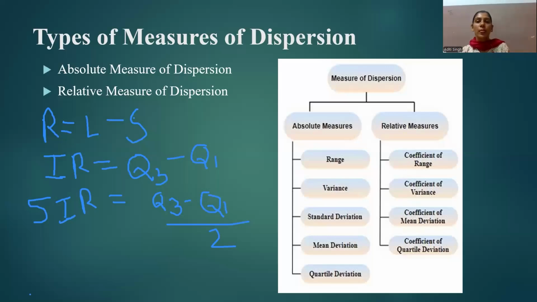Because it is the square root of the mean of squared deviations, it is also known as root mean square deviation. The coefficient of standard deviation is a part of relative measures of dispersion. It is used for comparing the dispersion of two or more series with different units, and it is calculated by dividing the standard deviation by the mean of the data. Now we will discuss these methods numerically also.